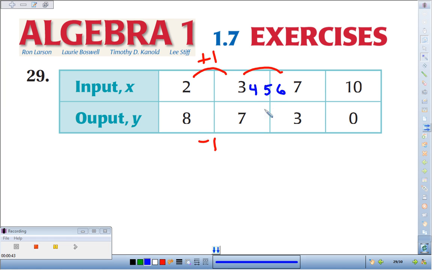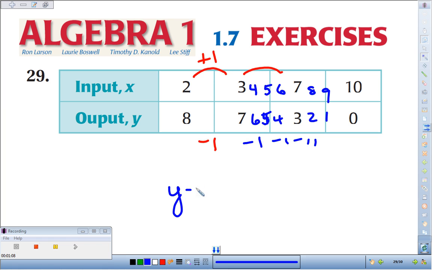So what's happening each time? Well, if I go down 1 each time, 4 would be 6, 5 would be 5, 6 would be 4, and then 7 gives me the 3. 8 would give me 2, 9 would give me 1, 10 would give me 0. It's going down 1 every time. And that's kind of your key. I use that word every time. So every time we're going to have to go down 1.